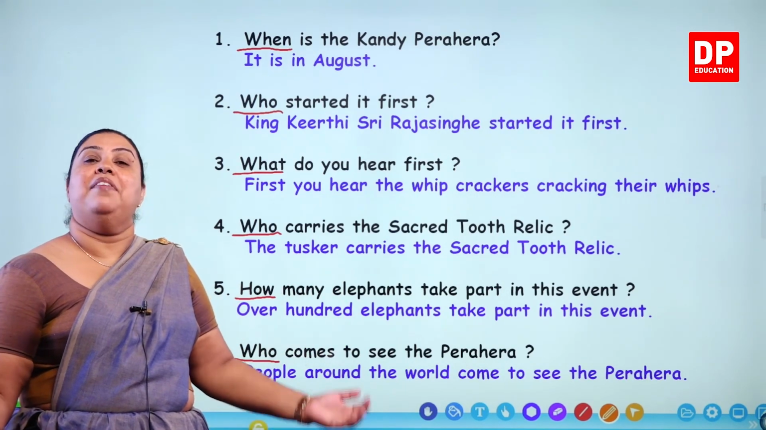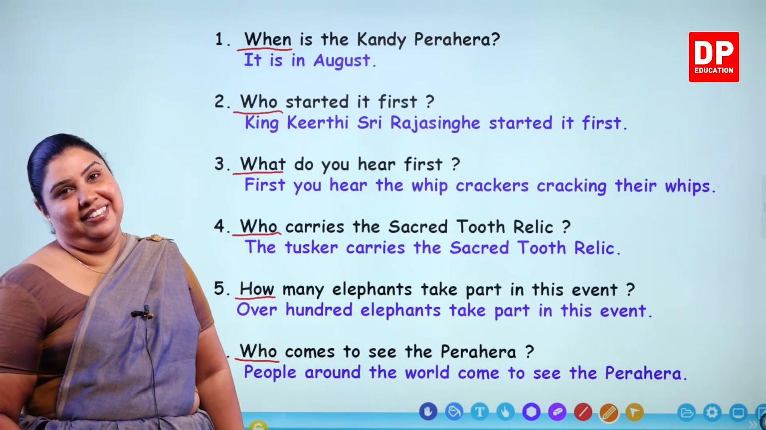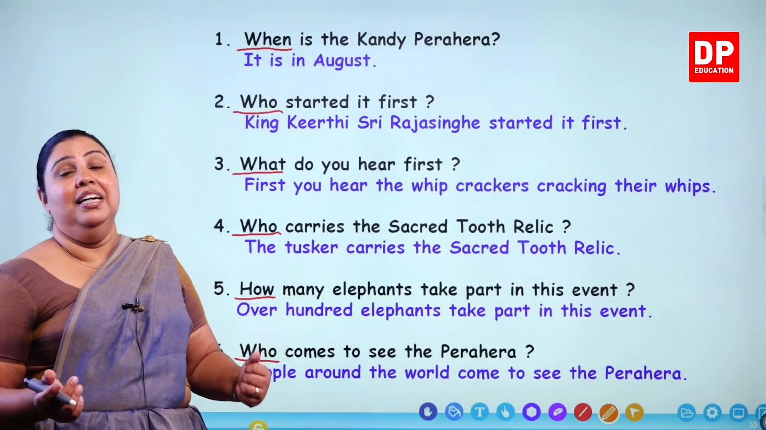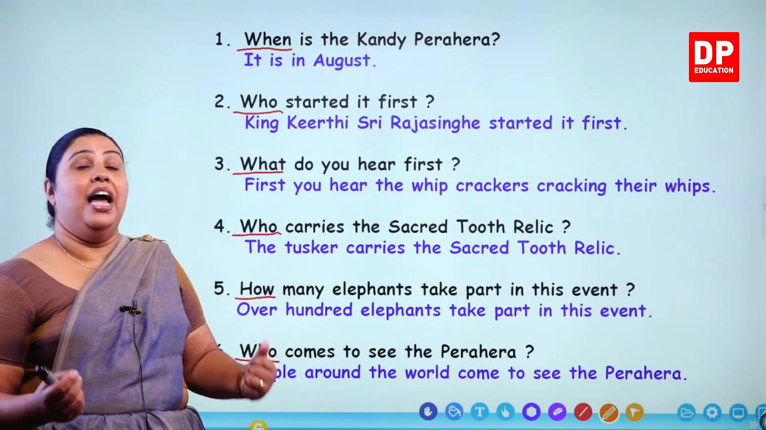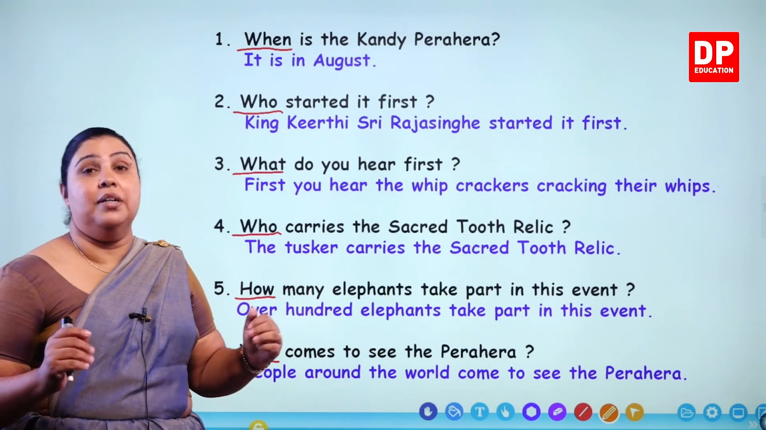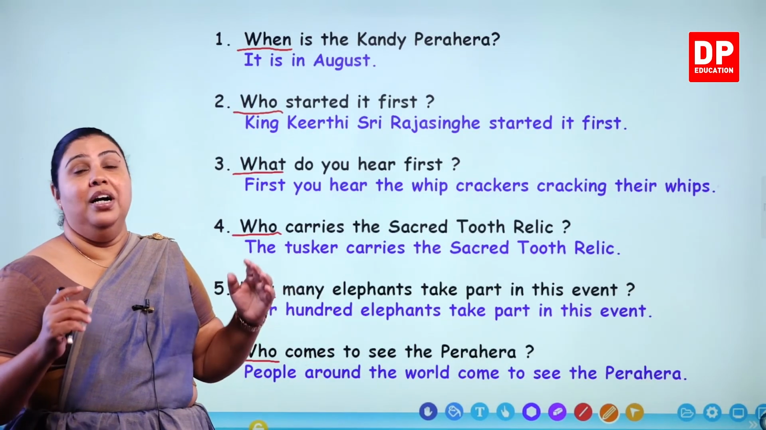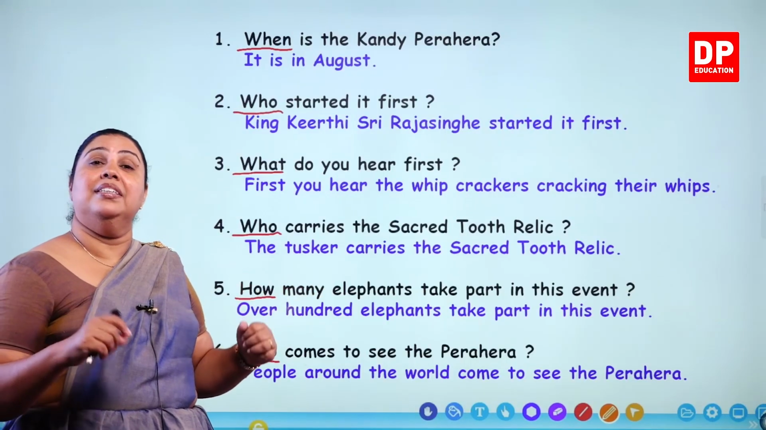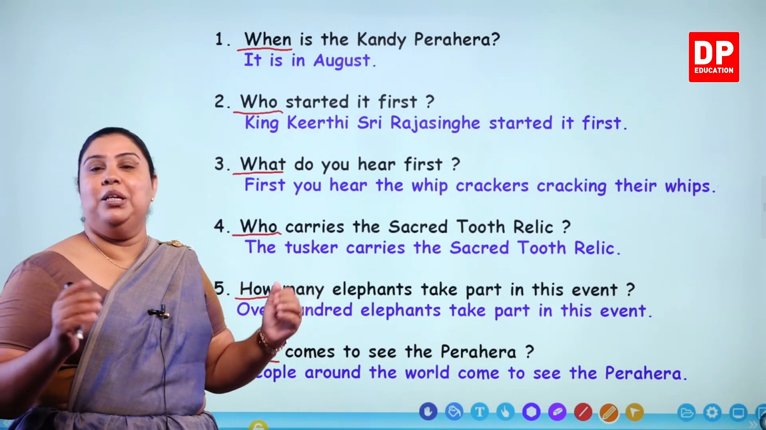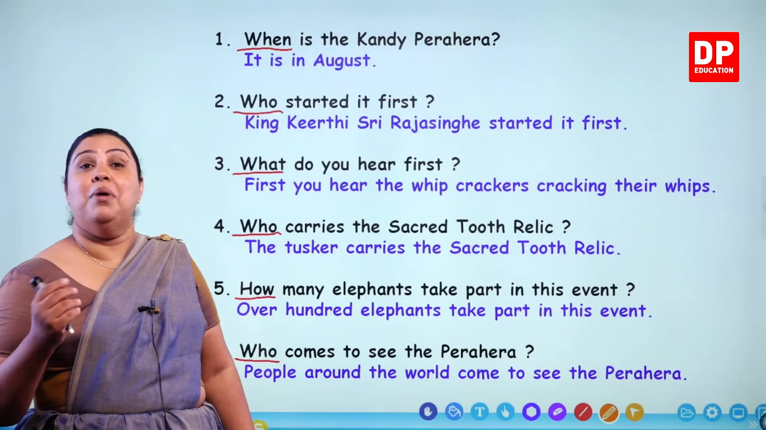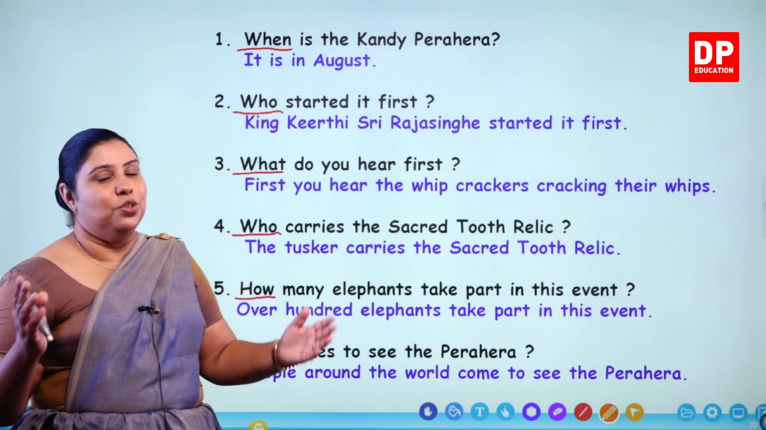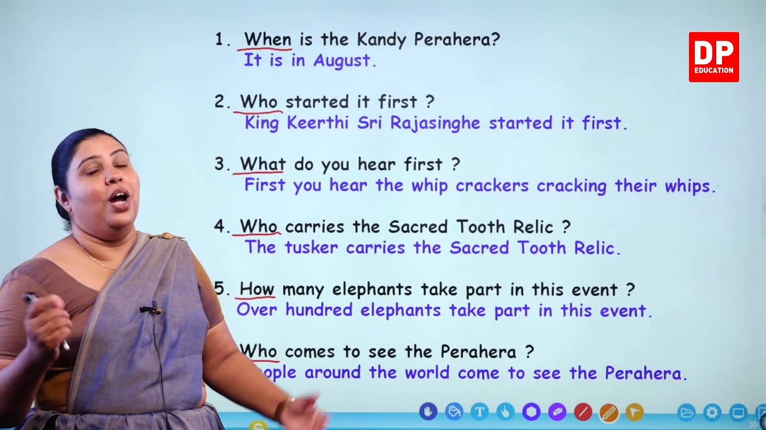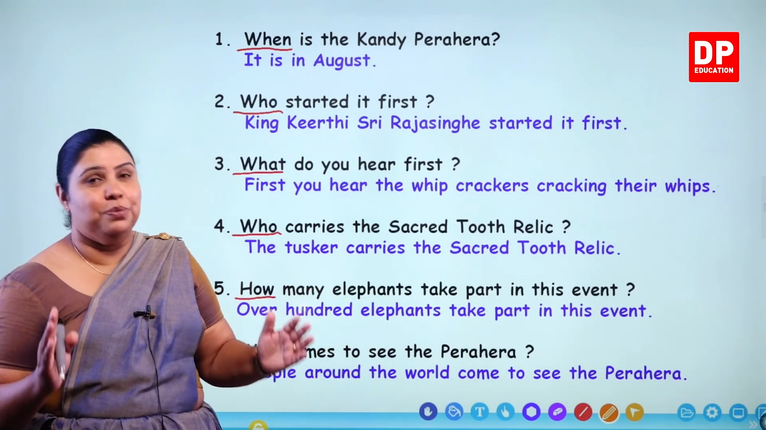So now we have come to the end of our lesson. And I think you have learnt about the Kandy Perahera, the beautiful pageant, and you have learnt a lot of new words about the Perahera, and you saw beautiful pictures and how the flag bearers and the whip crackers, so many beautiful things. And it is all about our beautiful country, and we are so proud of all the historical events, aren't we? So now it's time for me to finish my lesson.